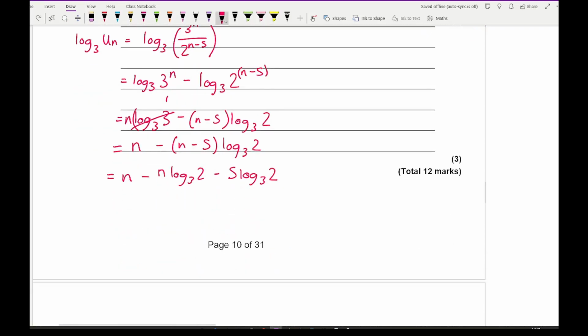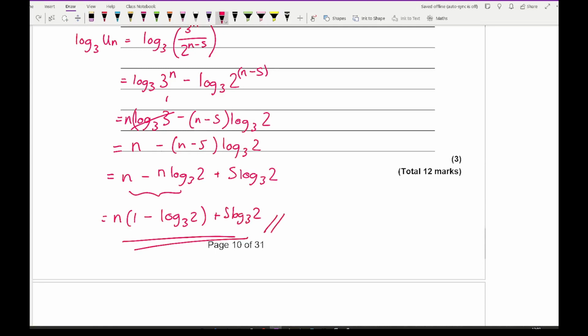And then I can factorize these two things here, in which I get n(1 minus 2 log 3 of 2), actually that should be a minus rather, and that should be a plus, and we get plus 5 log 3 of 2, which is what they wanted me to show.